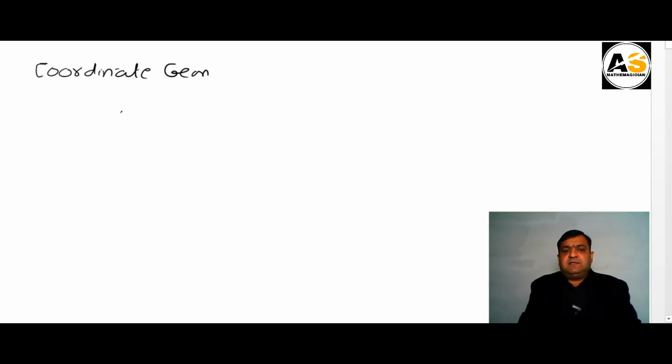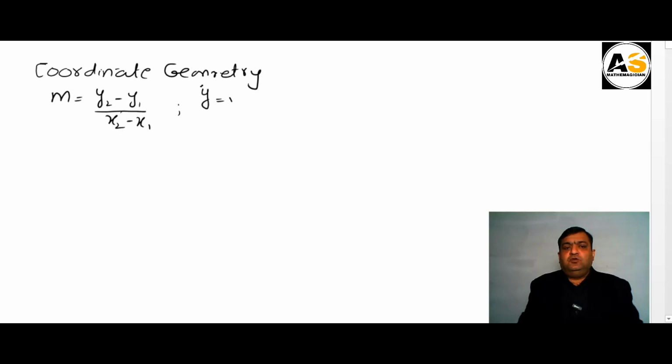In the first lesson we learned about the gradient of a straight line. The formula for gradient was y2 minus y1 over x2 minus x1. In the second lesson we learned about finding the equation of a straight line using two different forms.